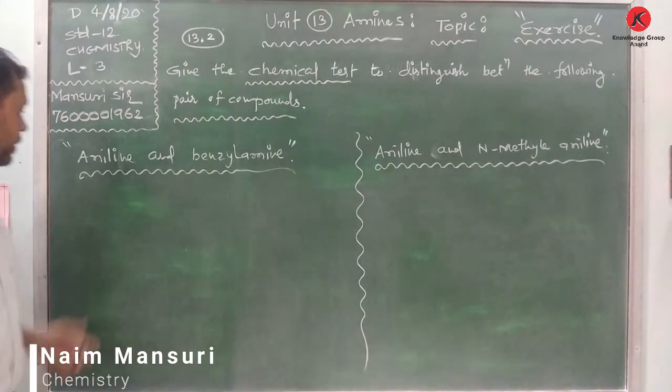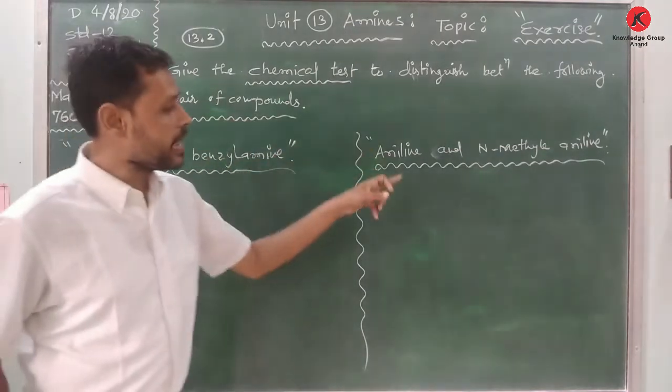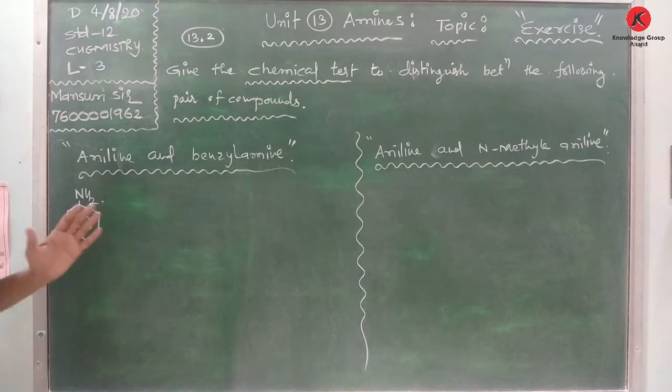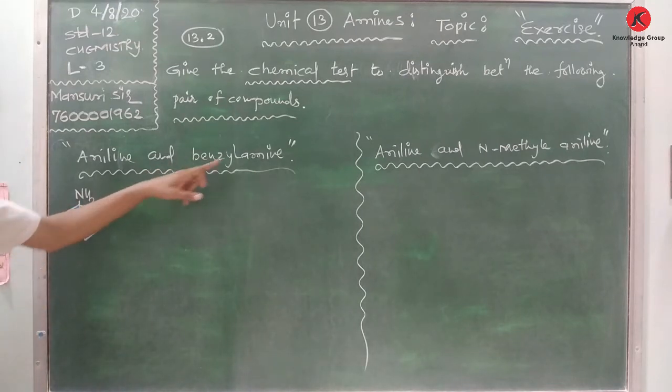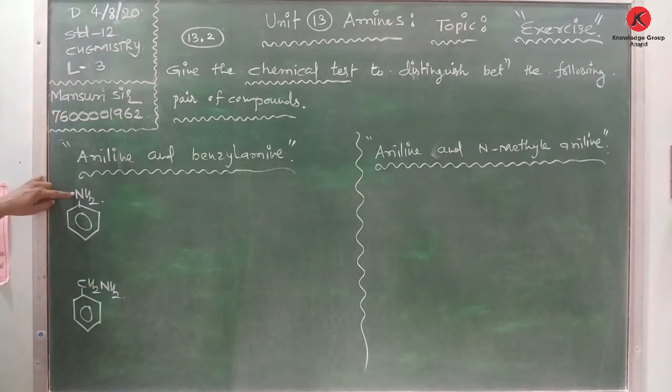Okay, thereafter we are going to aniline and benzylamine, and thereafter aniline and methylamine. Here aniline means ring containing NH2. That means you are given a primary amine as well as an aromatic amine. Thereafter benzylamine, that means ring containing CH2, thereafter NH2. So here NH2 is attached directly to the benzene ring and here NH2 is attached to an alkyl group. Okay, now both are primary amines.